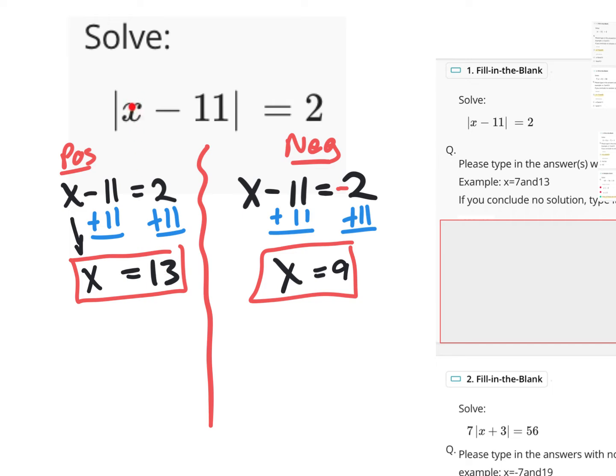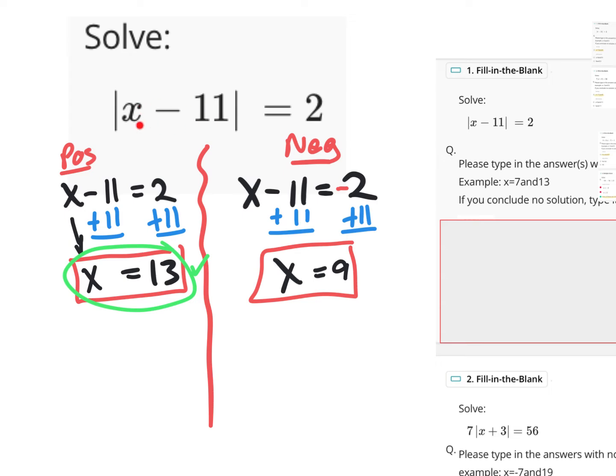What is 13 take away 11? 13 take away 11 is 2. So what is the absolute value of 2? That is 2. So it does work out. So we just checked it, right? So 13 absolutely is a part of our answer or answers. And let's now test the number 9. 9, plug it in right there.